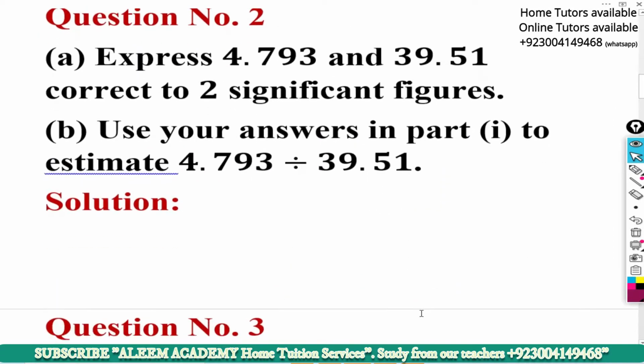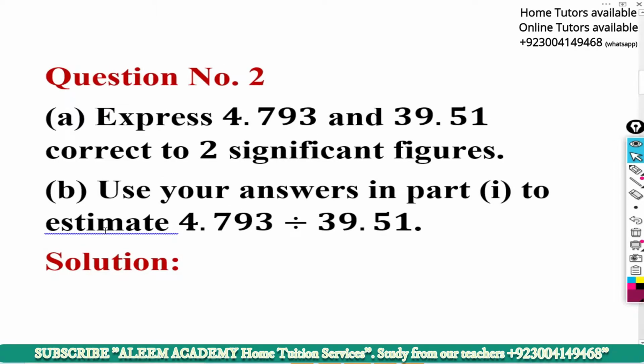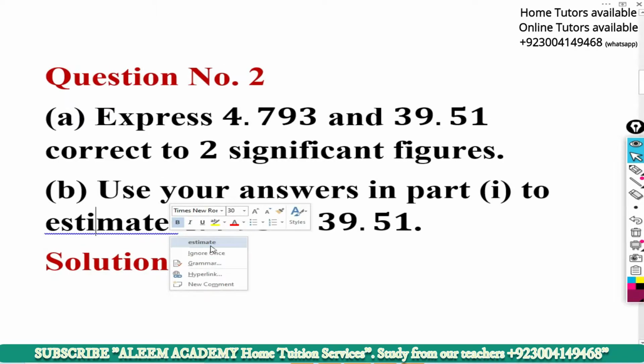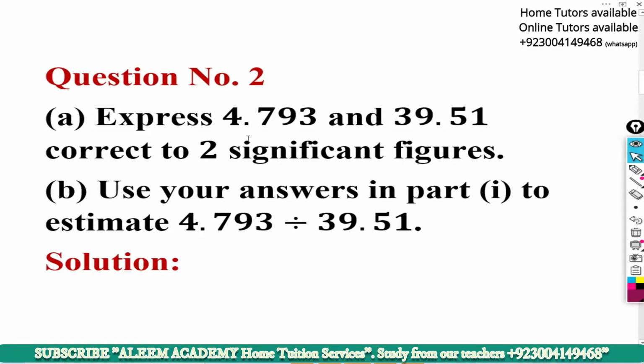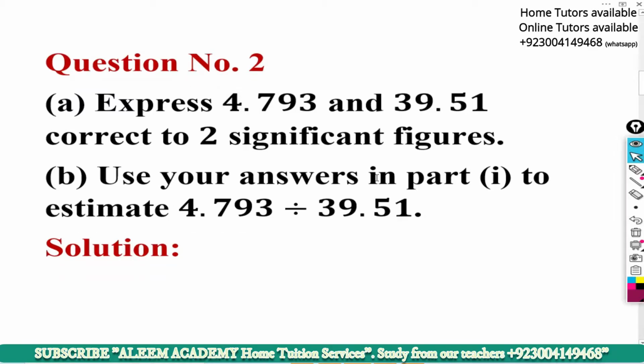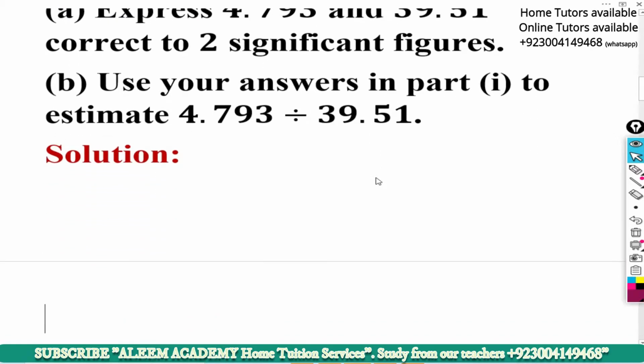Okay, let's move to question 2. Question 2 is to express the numbers 4.793 and 39.51 correct to two significant figures. We have to express these two numbers correct to two significant figures. Okay, we first do the first part.